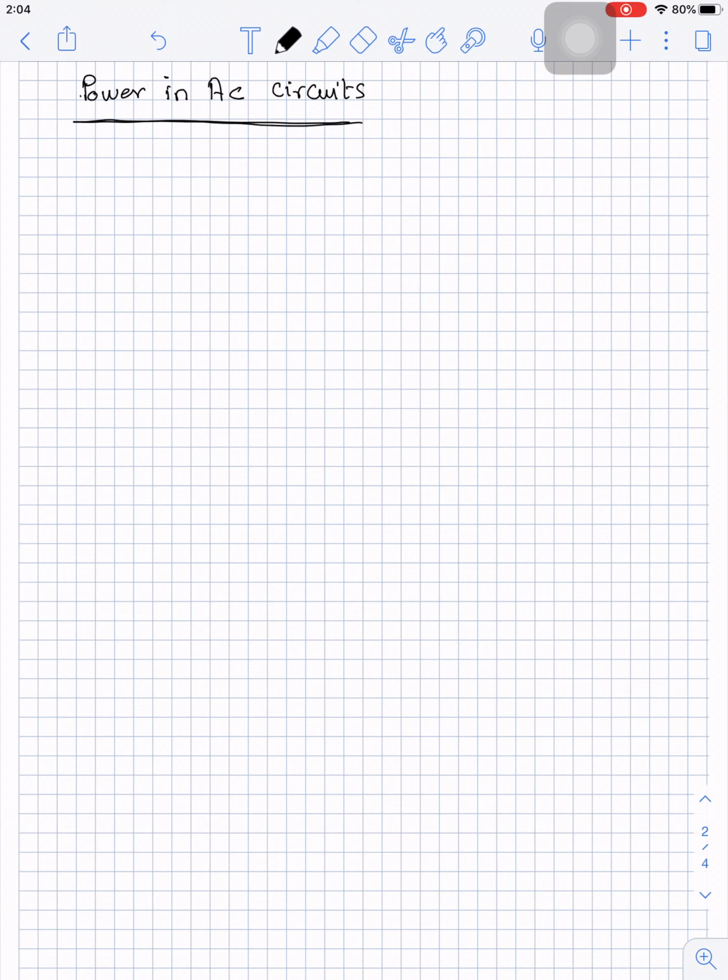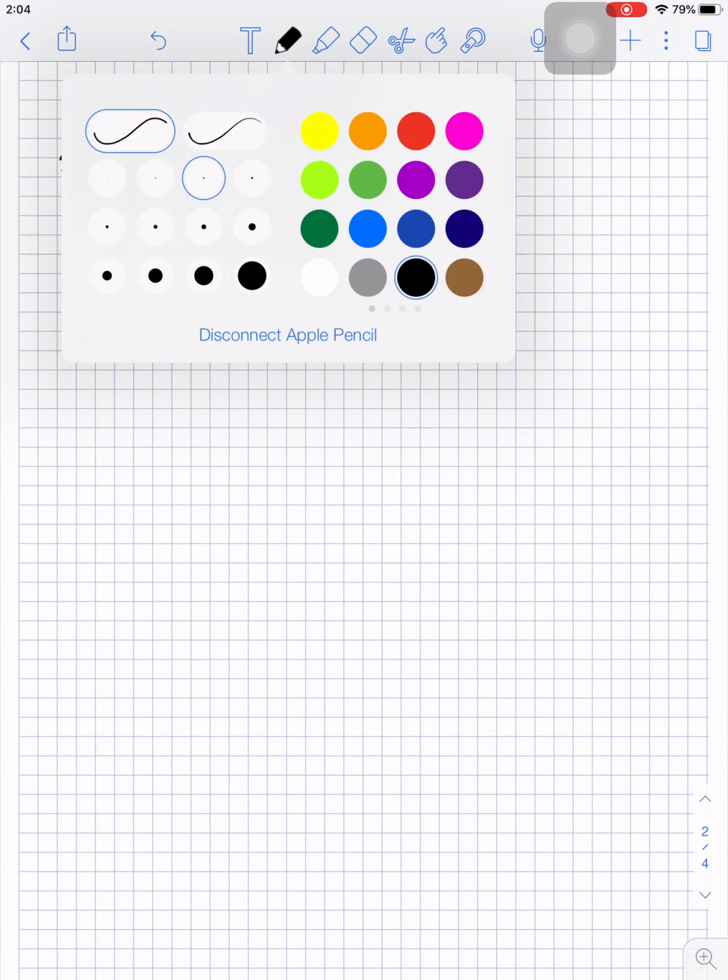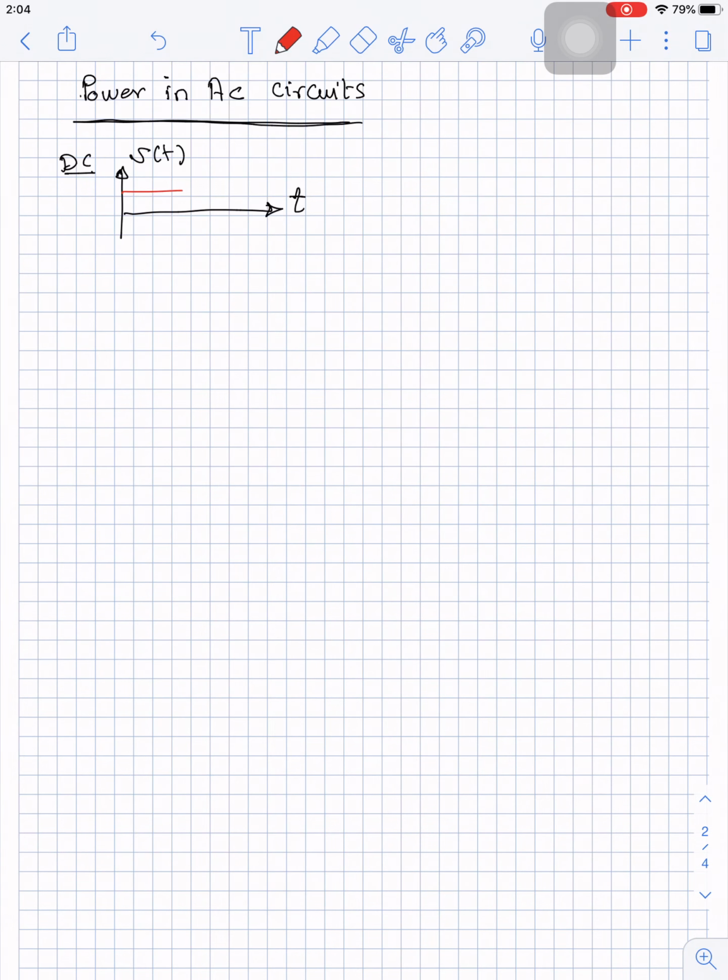So the power is not constant. In DC, you will have a voltage that looks like this. Here is the time, here is the voltage versus time, and the voltage will be a constant value. Say the voltage is 10 volts, for example.